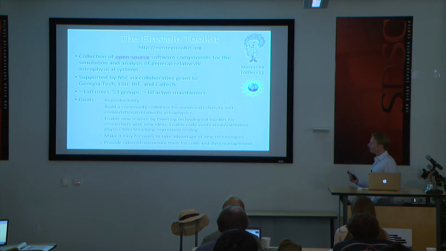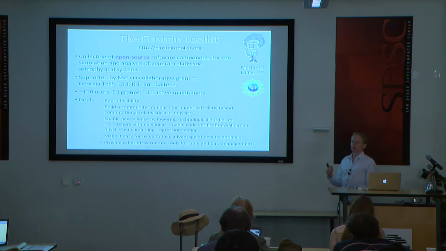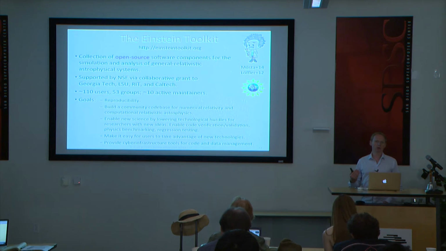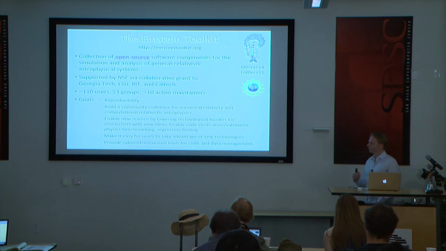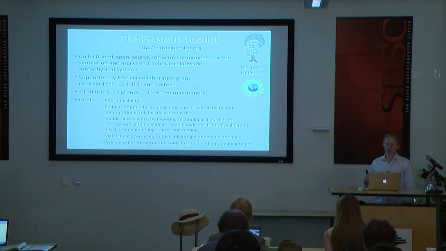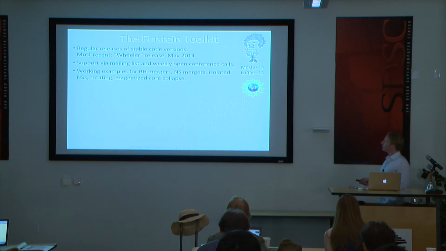It allows for physics benchmarking, and we have a set of standardized tests that each new revision of the code has to satisfy, so we enable regression testing. It's also meant to enable users who may not be so computationally skilled to use some of the new technologies in computational science and new computer hardware like GPUs and so on. And it also comes with a set of cyberinfrastructure tools that allow you to manage code and data.